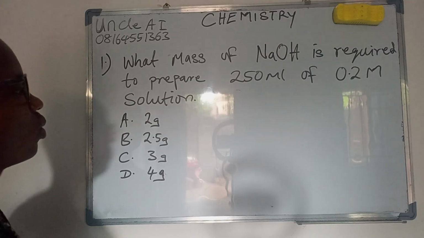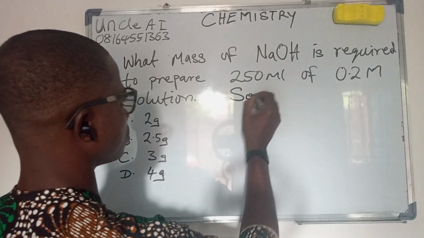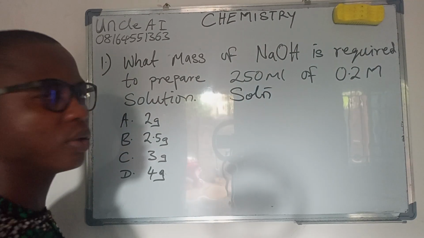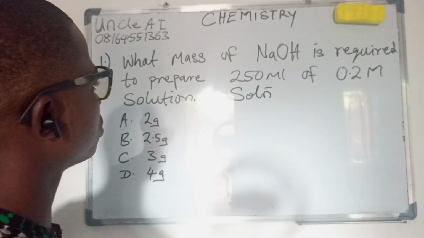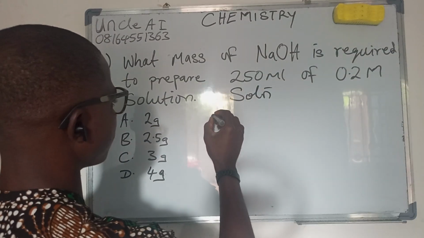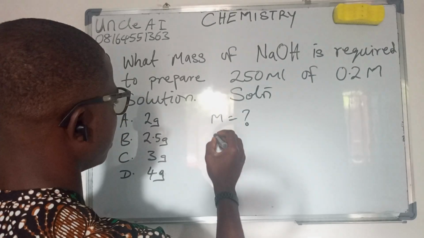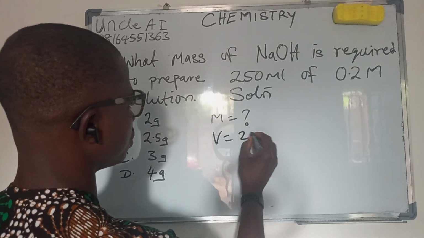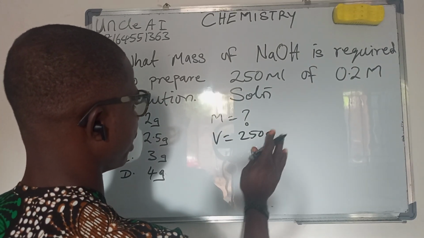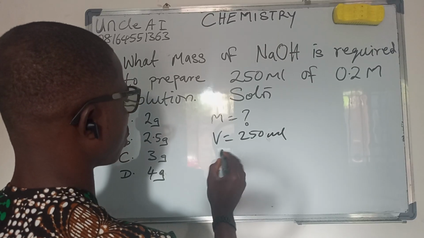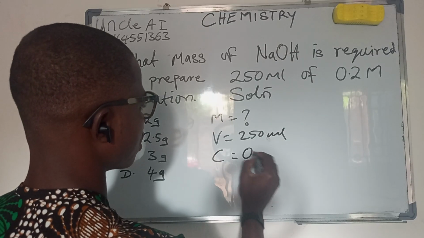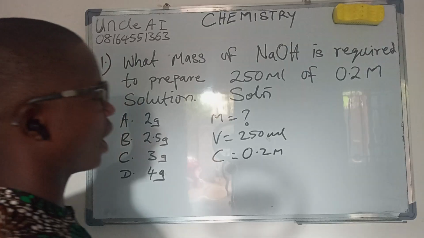Before we go further, I would like to tell you how to know the formula you are to use. First of all, we have mass. Mass is unknown. We are to look for mass. Then we are given volume to be 250 ml, and also concentration of 0.2 molar.